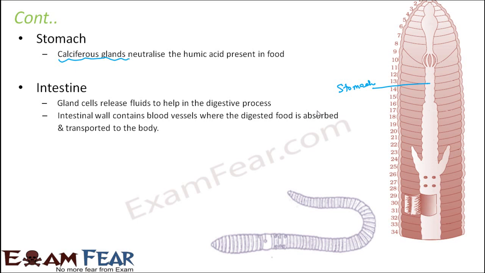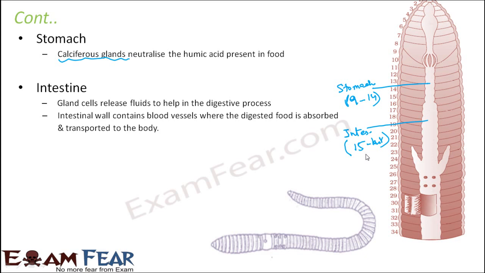After that, the food moves into the intestine. So intestine is this area. Now from which to which segment stomach is present? Stomach occupies 9th to 14th segment. Not exactly 9th, I mean after the gizzard. So it occupies till the 14th segment, and intestine starts from 15th segment and it continues till last. After that, everything is intestine.